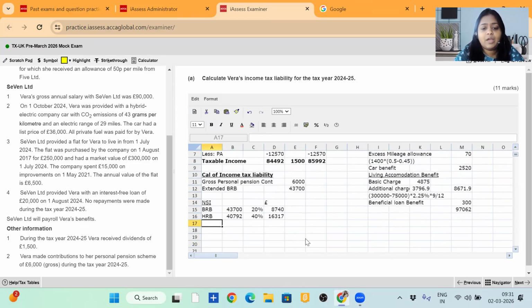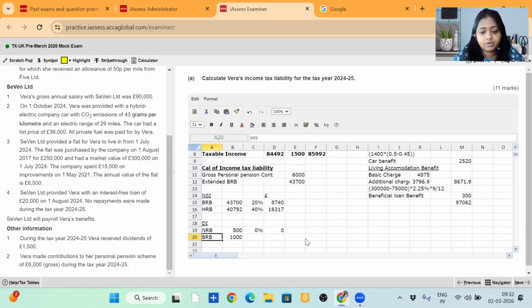Okay. Now I will be taking the DI. Remember to give the nil rate band of 500. That will be at 0%. Okay. Then I will take BRB. That will be the remaining amount. But remember, you have to apply the dividend rate. That is, oh, I'm sorry, it is HRB. Already BRB is crossed. So HRB will be 1,000, and that will be at the higher rate, 33.75%.